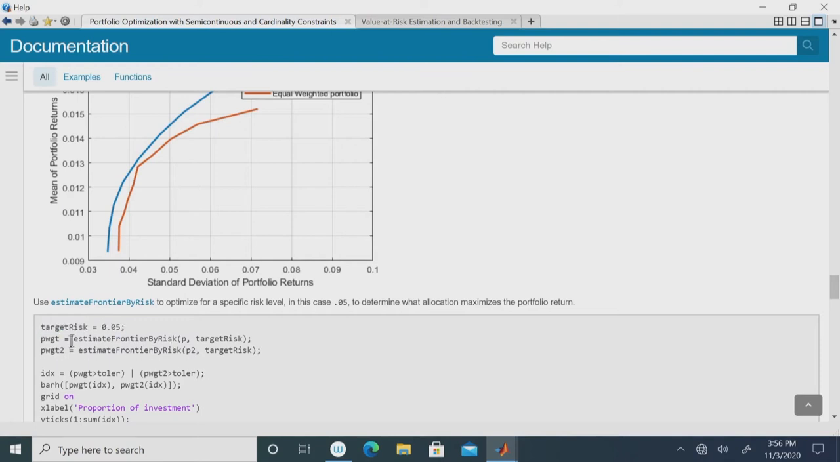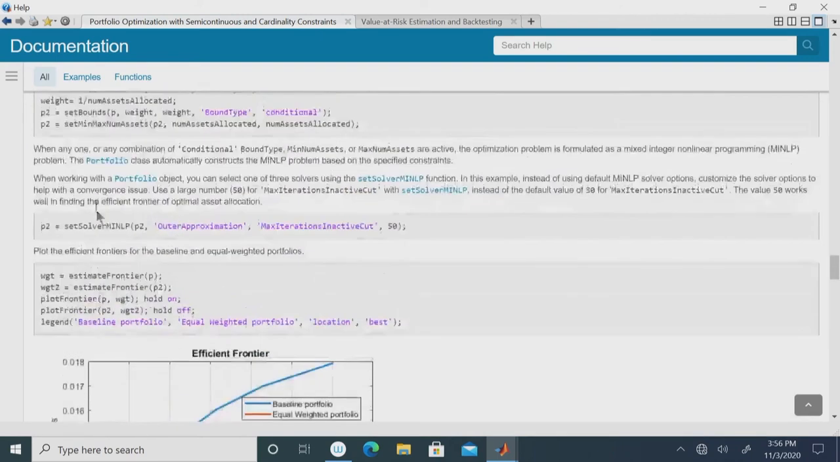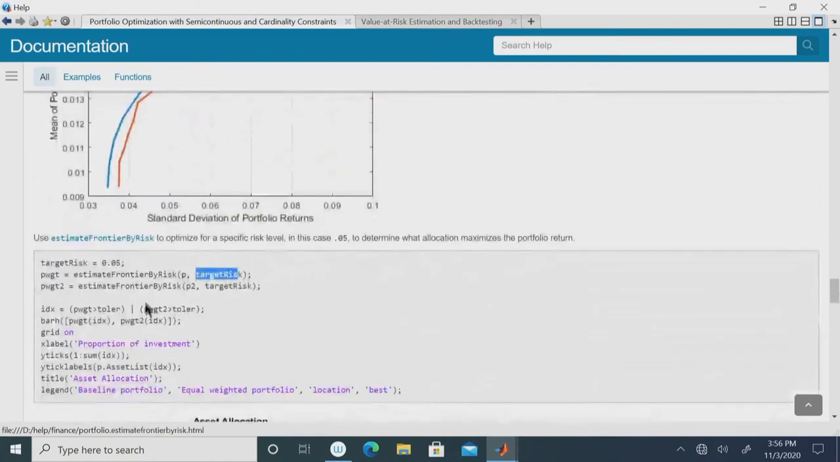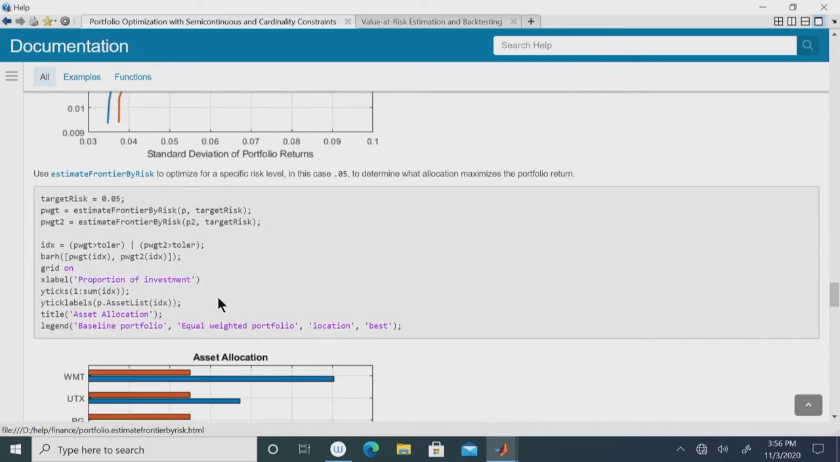In this case, we estimate the original efficient frontier with the target risk of 5%, and here remember what P2 is. My P2 is going to be the solver which makes use of the conditions that have been imposed on P. So again, we now estimate the efficient frontier for both the baseline portfolio P and this equal weighted portfolio P2, both at the target risk that has been set, namely this 0.05 or 5%.